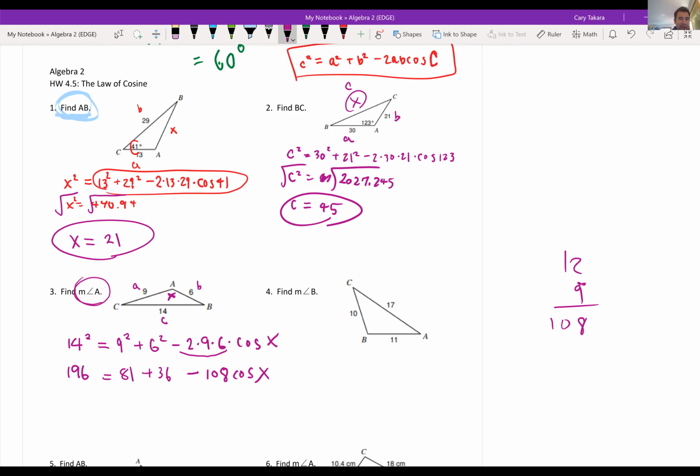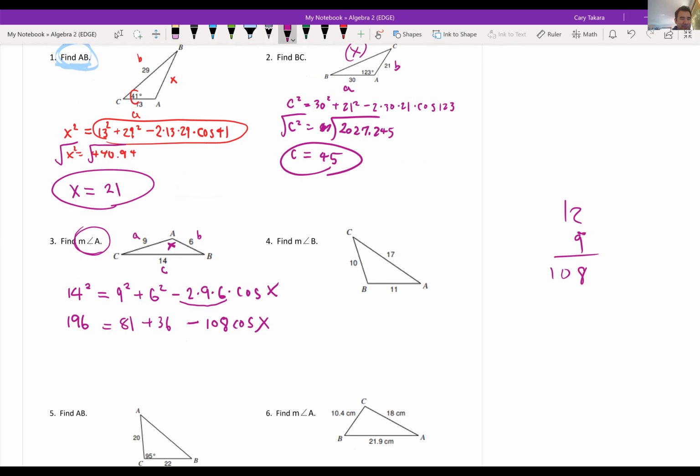Okay. What do you do next? Can't you add 81 and 36 together? That's, what is that? 117. So what do we do next? We can subtract, you should subtract 117 on both sides. And that's gone.